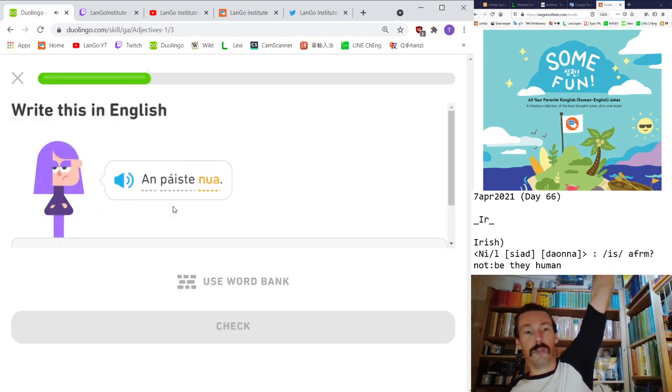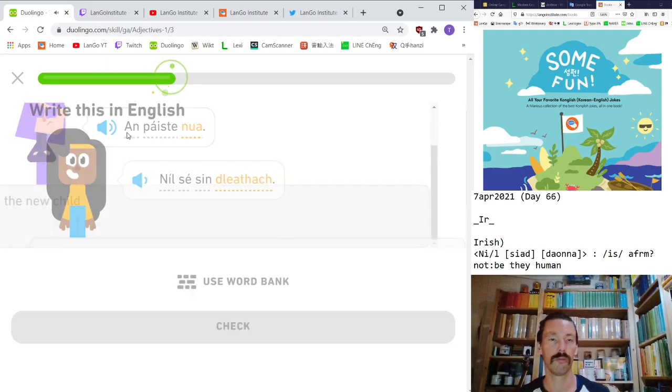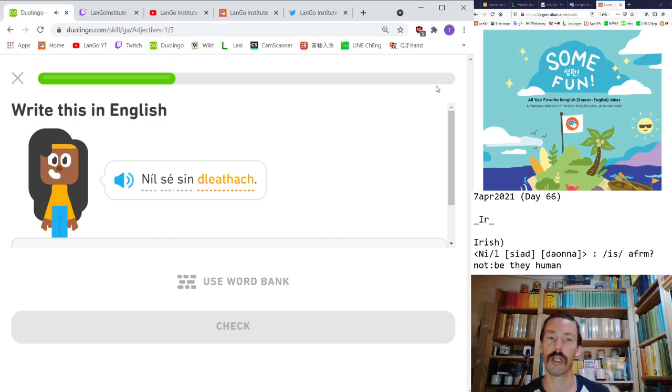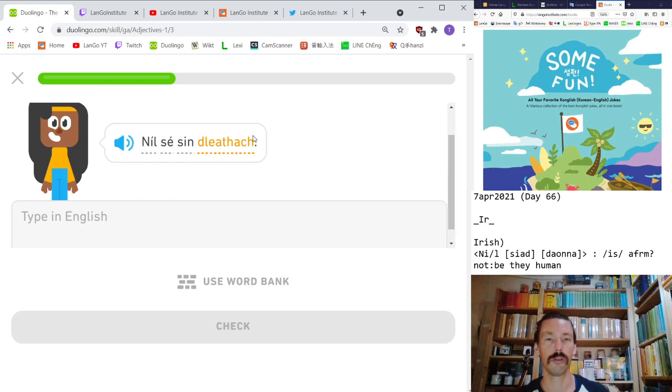An páiste nua. Páiste, new, a new child, the new child. Nua, new, recent. So the a there's silent. An páiste nua. Níl sé sin dleathach. This reminds me of the word for lawyer. Is that what it is? Legal, yeah. Dlí, very characteristic DL initial cluster. Sé, sin together is a noun phrase. That. Sé, it, sin, like over there. That is not legal, is the meaning.